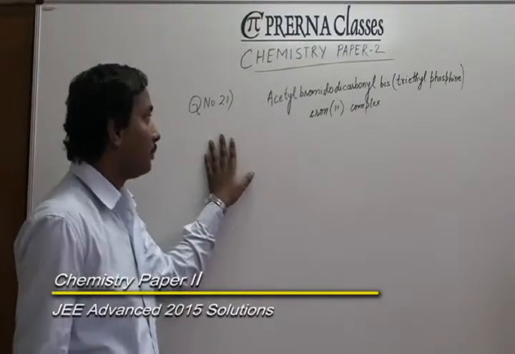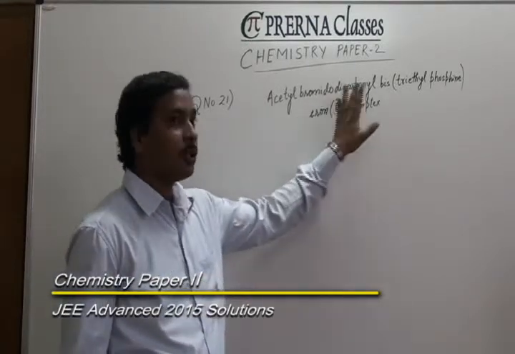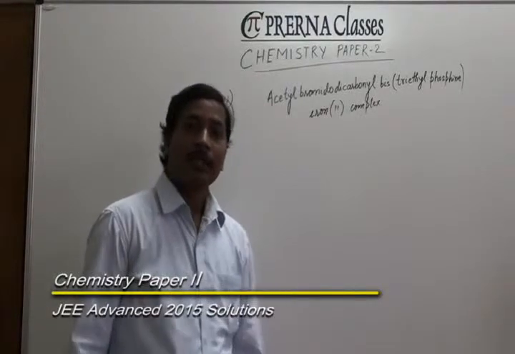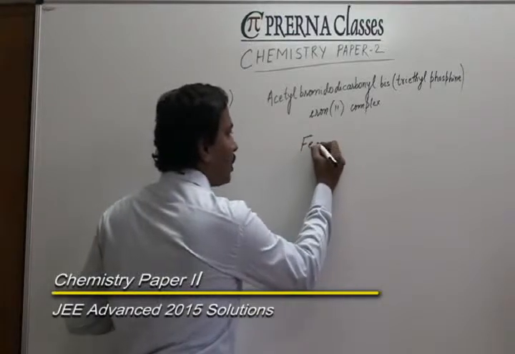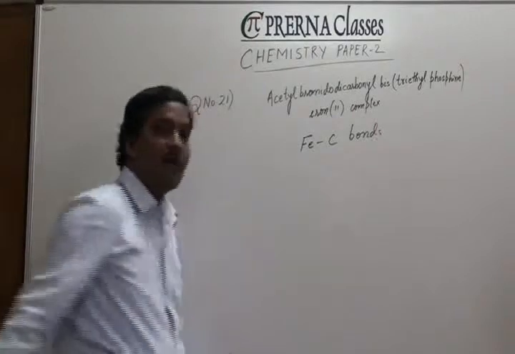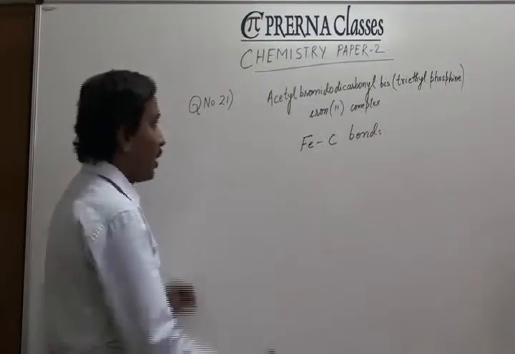Question number 21. The given question is acetyl bromido dicarbonyl bis(triethyl phosphine) iron(II) complex. He asked me to calculate how many iron-carbon bonds are present. First of all, draw the structure of the complex.